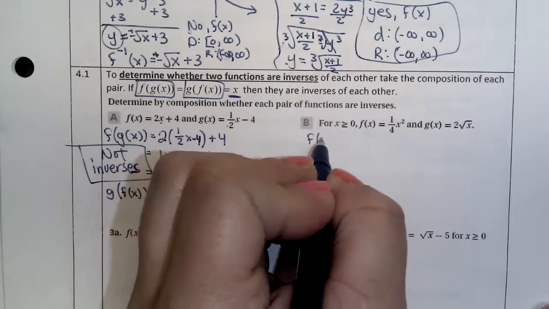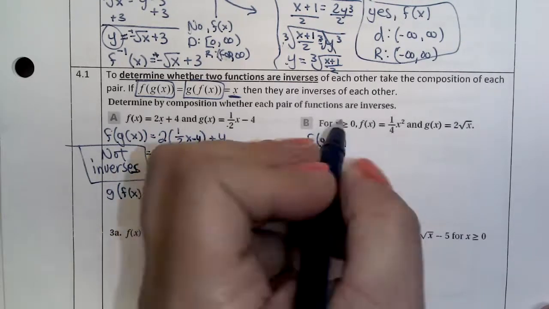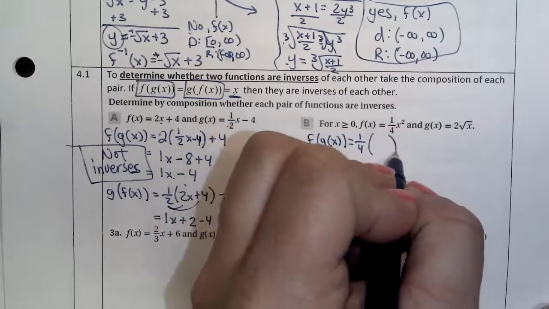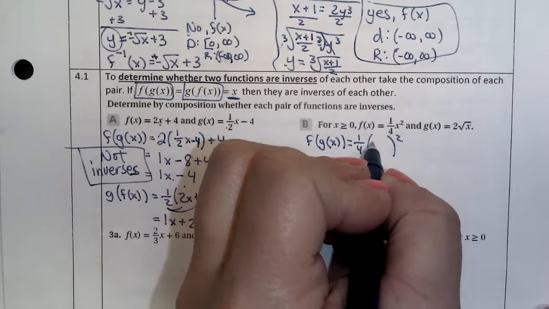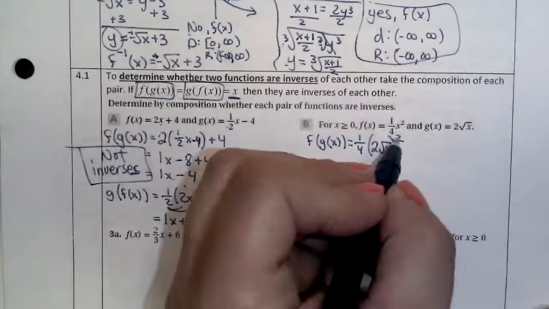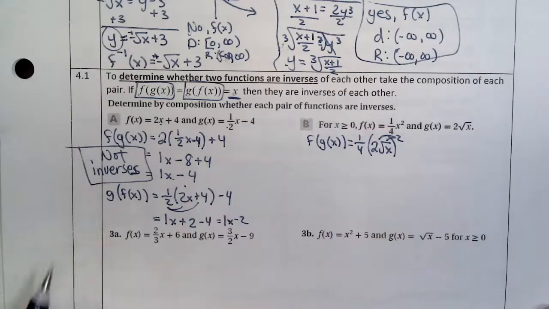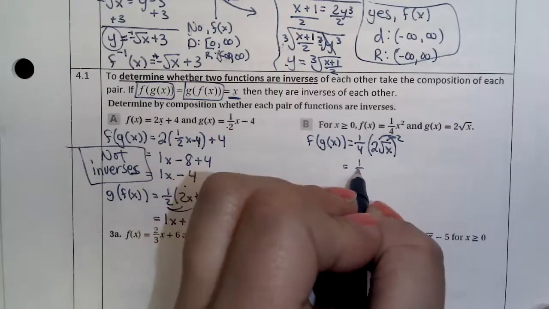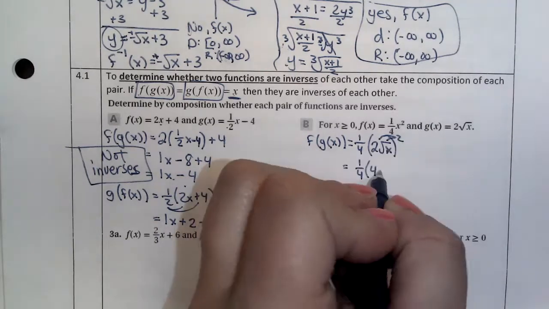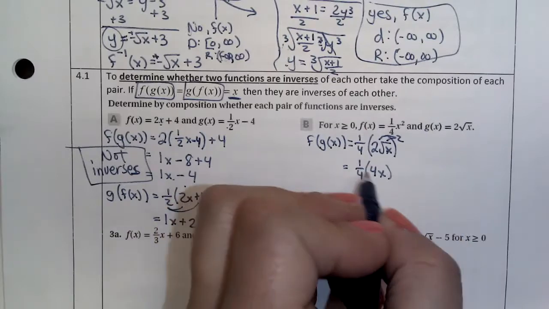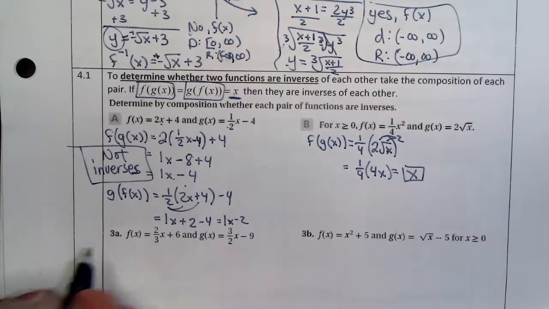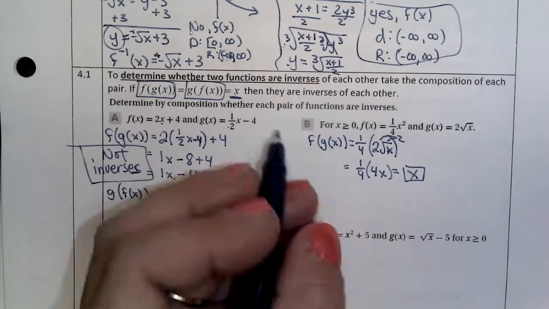We're going to find f of g of x. So we have 1/4 my x value squared. My x value I'm going to plug in here is 2 times the square root of x. And remember that when you're squaring this, you have to square both pieces. So that's going to give us 1/4 times 2 squared, which is 4, and the square root of x squared, which is x. So now 1/4 times 4x is just x. Well, that one worked, but I still can't say they're inverses yet.